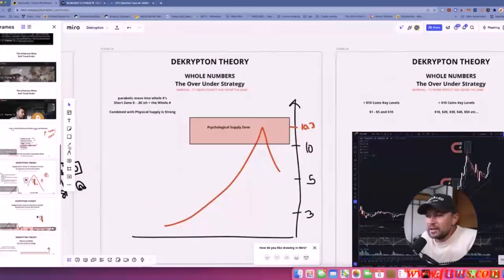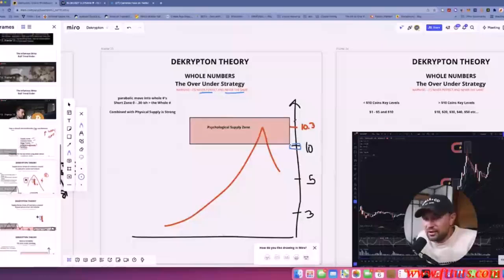When we look at it, typically, like I said, things don't just rip right into an exact number, right? Things are never perfect and never the same. So in the stock market, my rule of thumb was the range was about 30 cents over the whole number, depending on what it is. It could be anything over the whole number, right? It might rip to 10.55 and then just absolutely get annihilated and dump, okay?